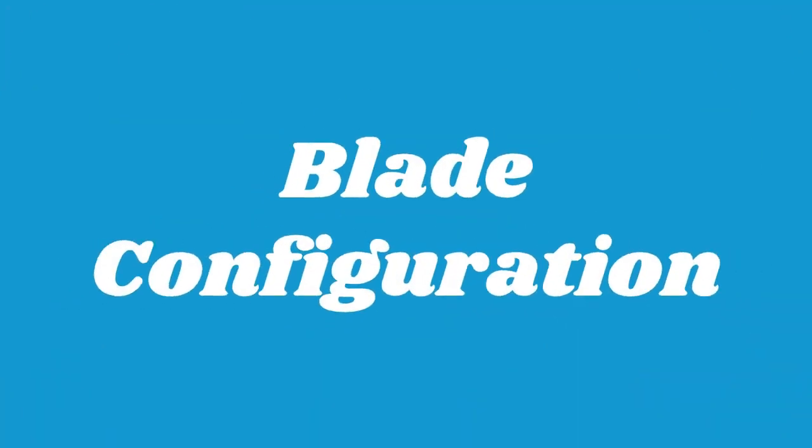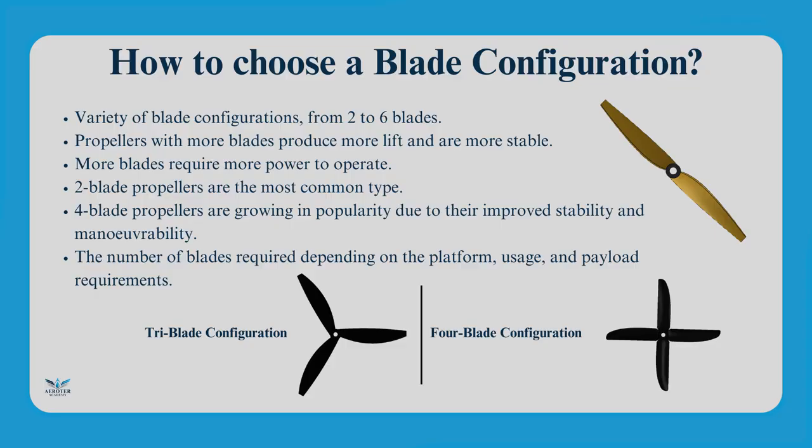Blade configuration. Drone propellers come in a variety of blade configurations from 2 to 6 blades. In general, propellers with more blades produce more lift and are more stable, but also require more power to operate.